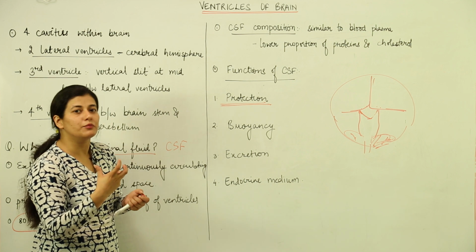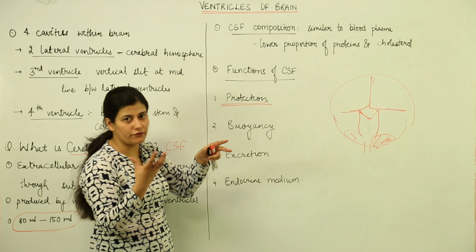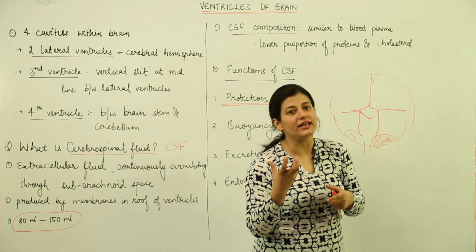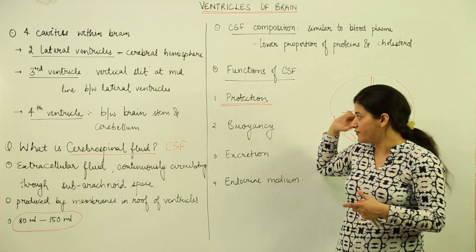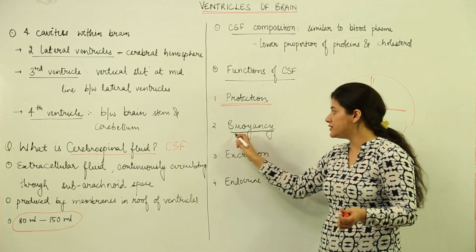It is providing protection in a way because it is a shock absorber. Whenever there is a fluid which is present, it acts as a shock absorber. So, the delicate parts of the central nervous system are protected by this CSF. Secondly, it provides buoyancy. Now, what is buoyancy?